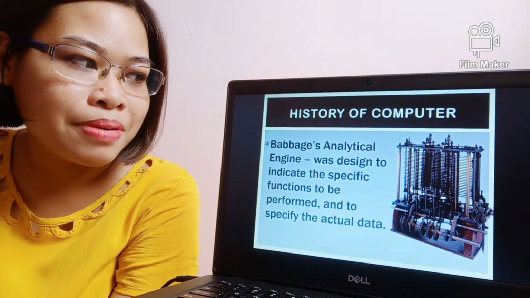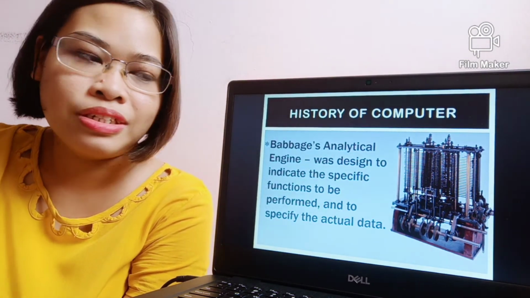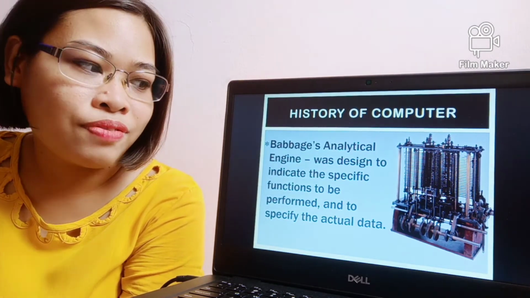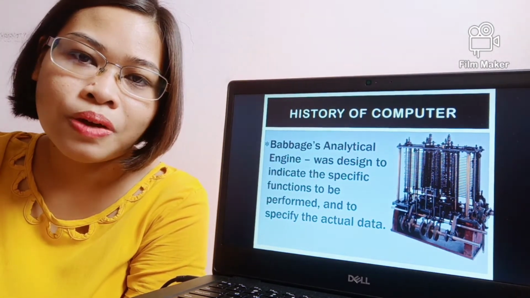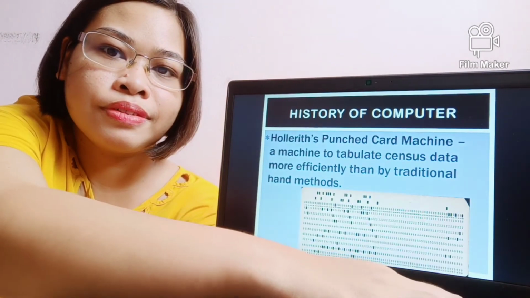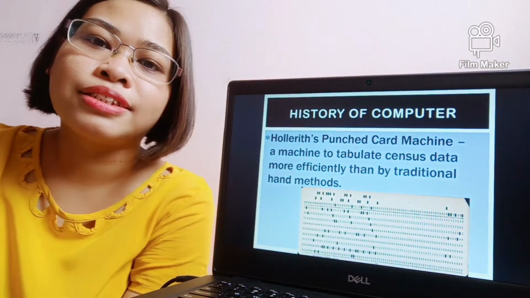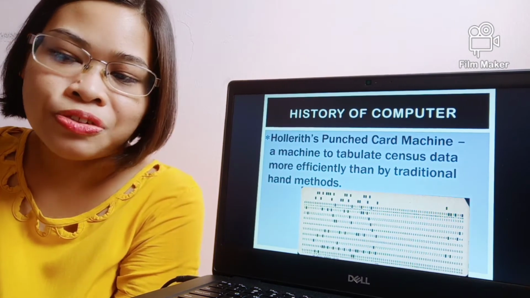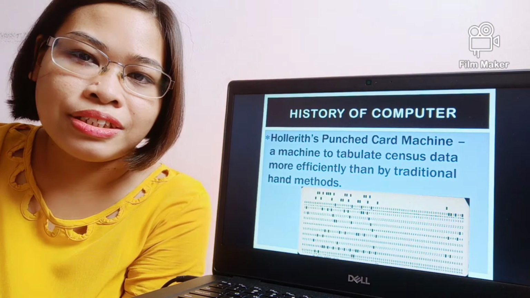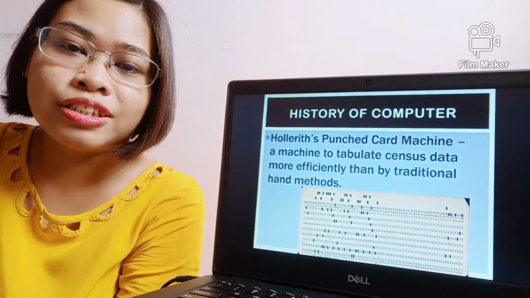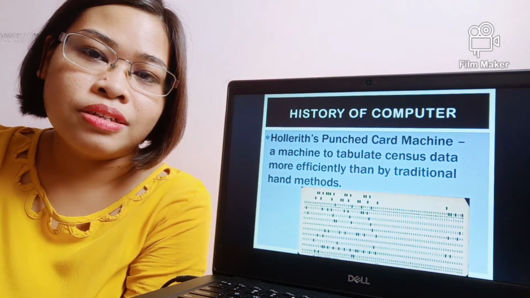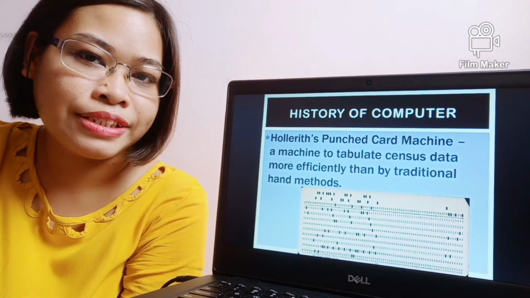Another one is the Babbage analytical engine. It was designed to indicate the specific functions to be performed as well as specify the actual data. The next stage in the development of the history is the electromechanical stage. It is a device powered by the electric motor with switches and relays.